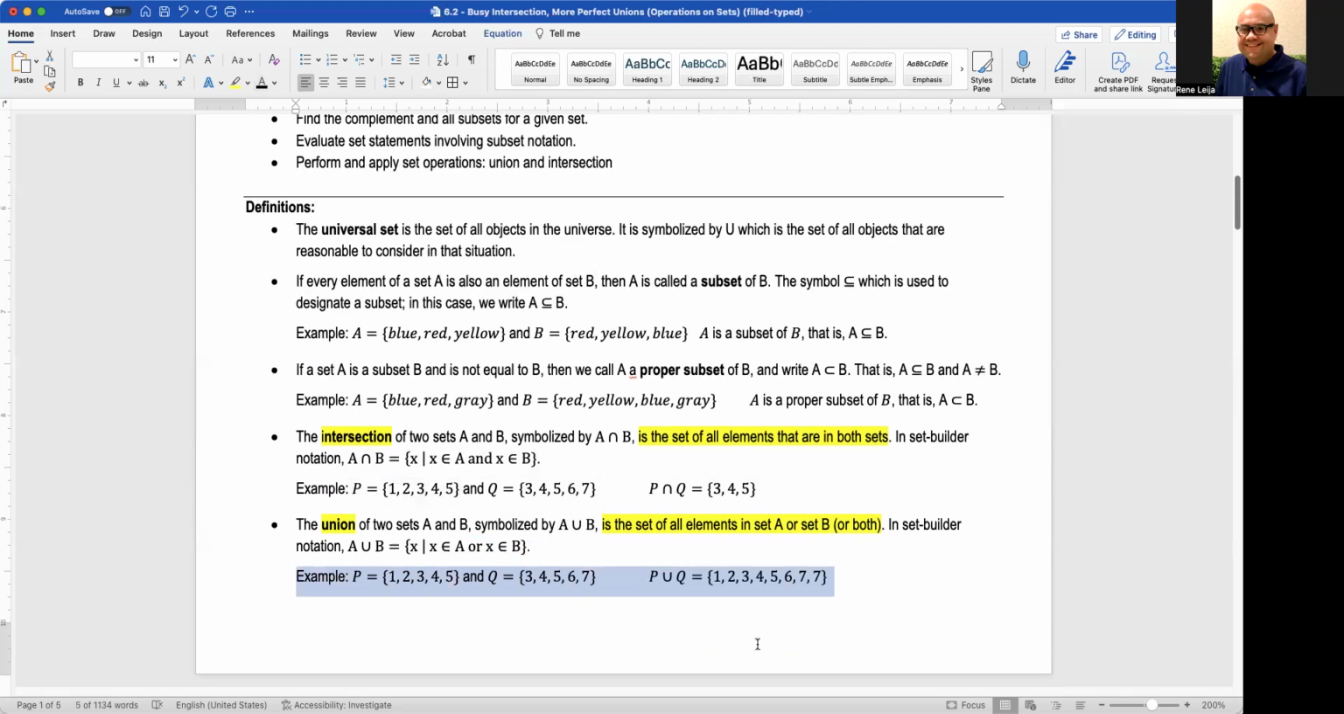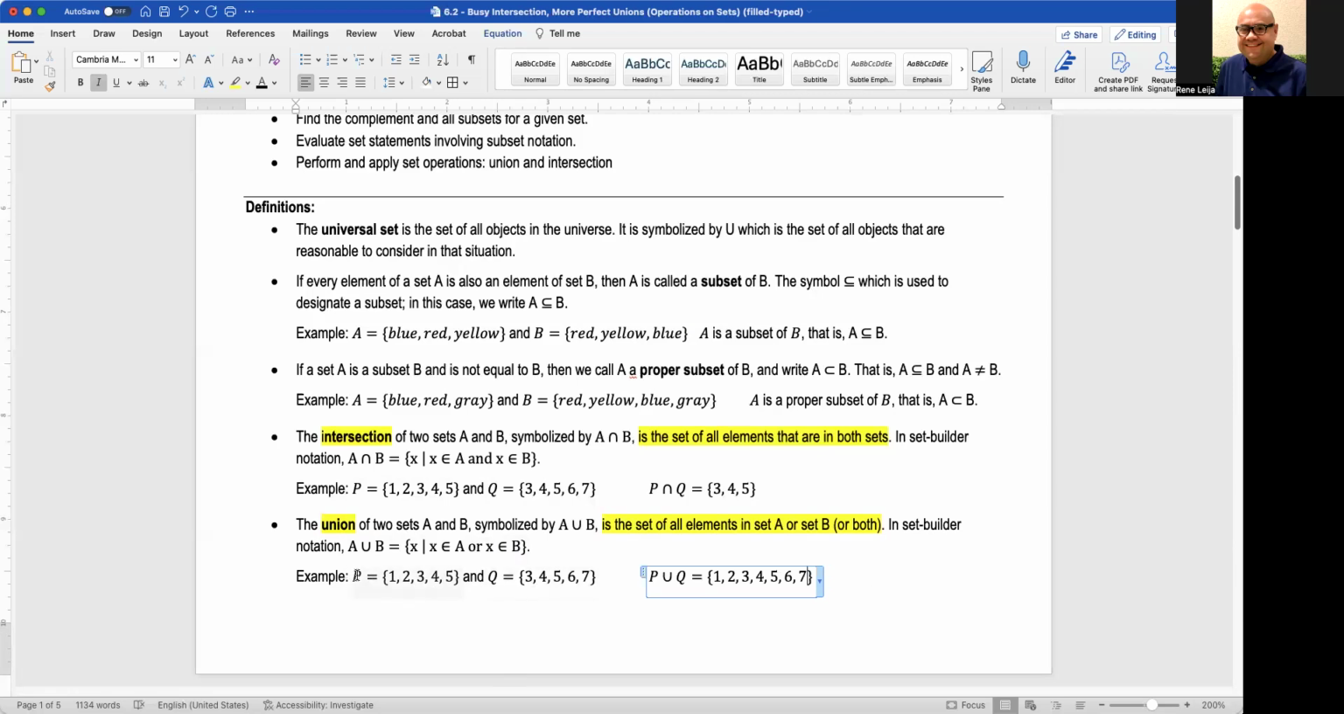I used numbers. So if we let P again be the set of numbers 1, 2, 3, 4, 5, and Q is the set of numbers 3, 4, 5, 6, 7. If I want the union of these sets, I want everything.